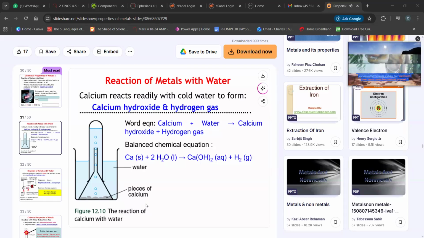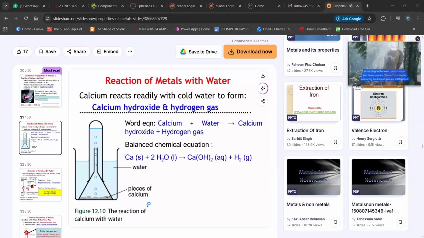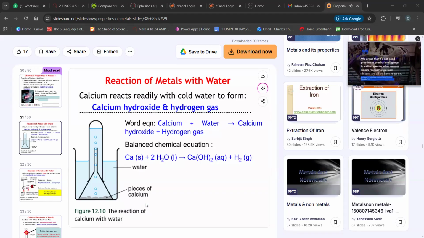This is another example. Calcium readily reacts with cold water to form calcium hydroxide and hydrogen gas. You can see what I said back there. Now, I don't know if they usually expose you guys to these chemical formulas. Do they expose you guys to chemical formulas in class? They do, yeah. Okay, good.